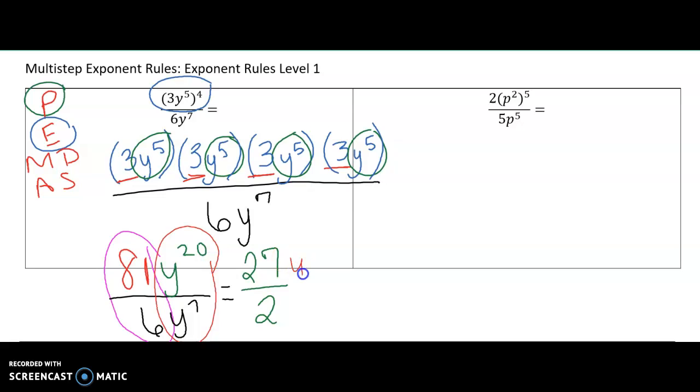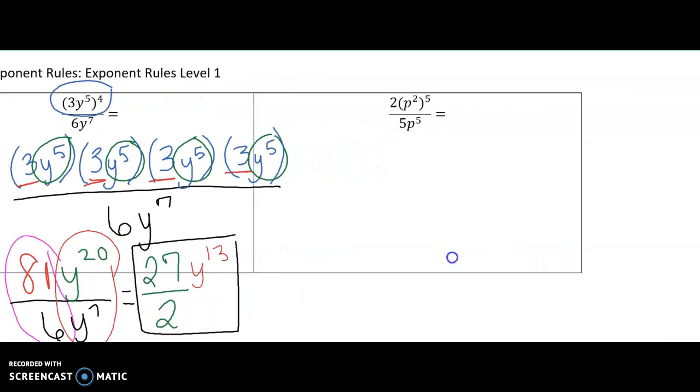Which one wins? The one on the top, and by how many? 13. So here's my answer. 27 divided by 2 and y to the 13. Again, these are multi-steps, so writing them out is a very good strategy to try. So let's go ahead and try the next problem.